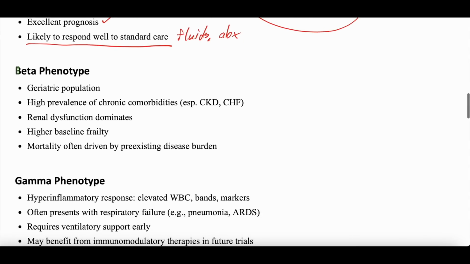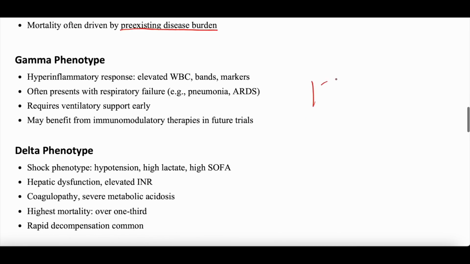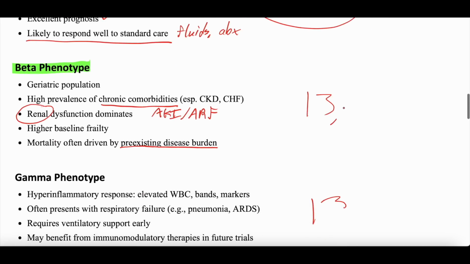The beta phenotype, this was an older population, a geriatric population, and they had a lot of chronic comorbidities: chronic kidney disease, heart failure, heart disease, hypertension, diabetes, all that kind of stuff. And the dominant organ system that was injured was the kidneys. A lot of these patients had acute kidney injury and acute renal failure, okay? They had a higher frailty, they were older at baseline, and the mortality that they saw in these patients was often driven by their pre-existing diseases rather than their quote-unquote sepsis in general. And their mortality, as we said, was 13% for the beta phenotype.